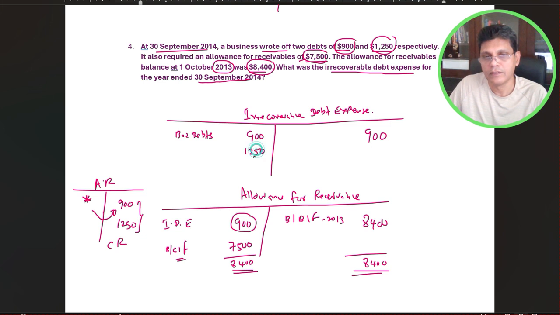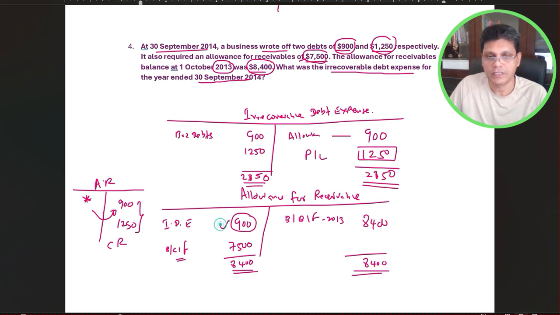1,250. So what was the irrecoverable debt expense for the year? When you balance this account, you will have the net amount to be charged to the profit and loss account. That will be 2,150 here, and the 1,250 is the amount to be charged to the profit and loss account. This is from the allowance account, which is this 900. So this is the correct answer for this question.